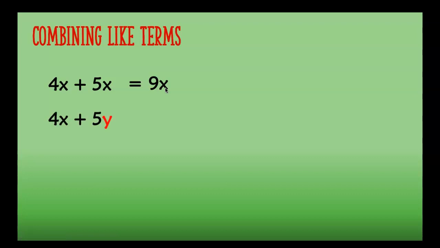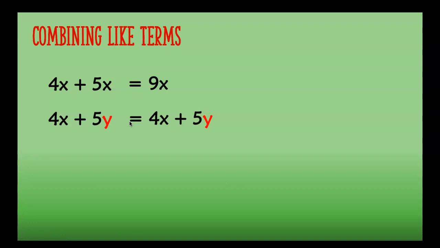Another example will be the expression 4x plus 5y. I wrote y in red so that you will notice right away that the variables are different. 4 has the variable x beside it, and 5 has the variable y beside it. That means they are not like terms. If they are not like terms, you cannot combine them. You cannot add nor subtract them, so you cannot simplify them anymore. You just copy it as is.